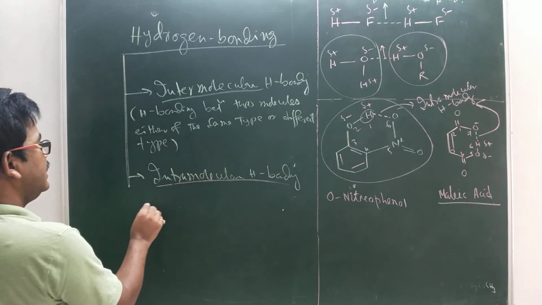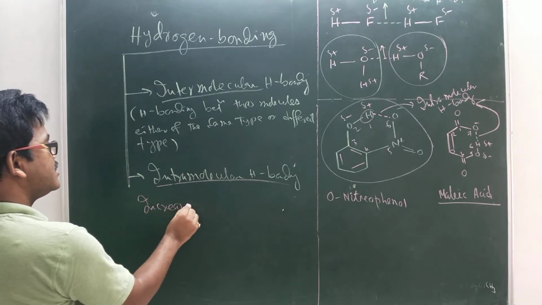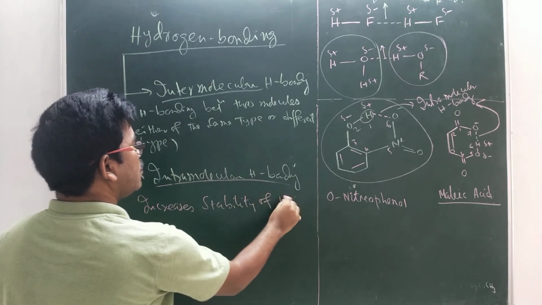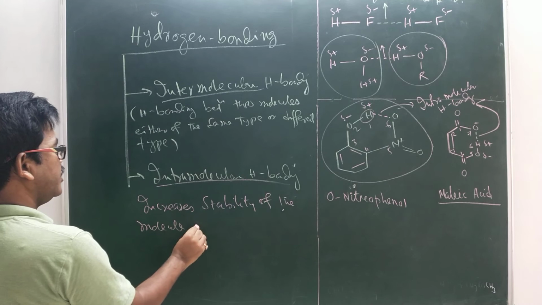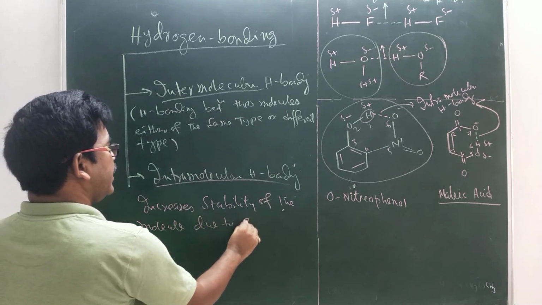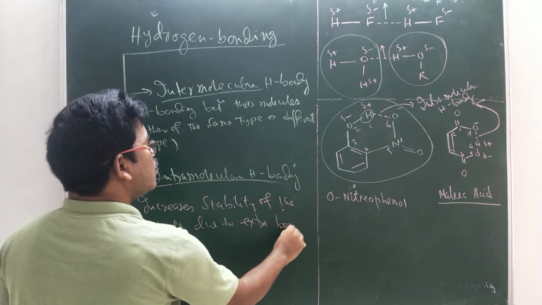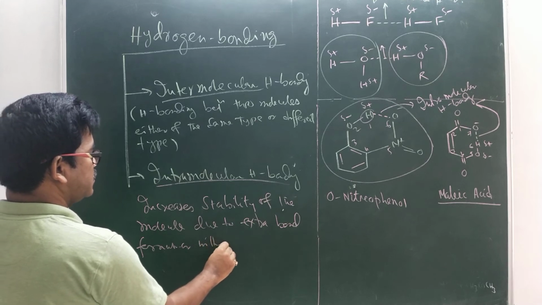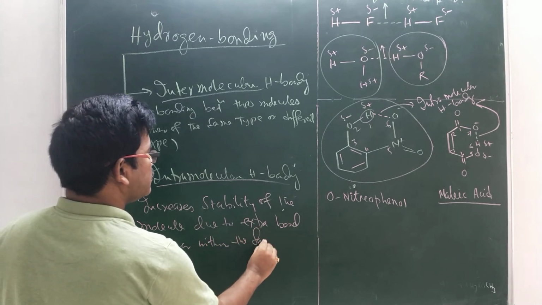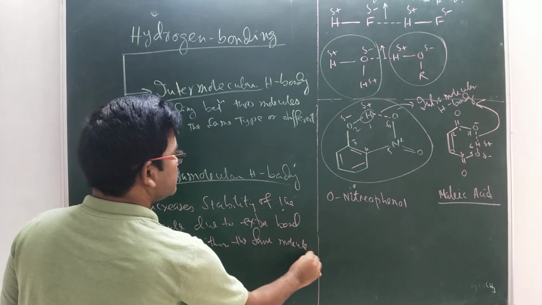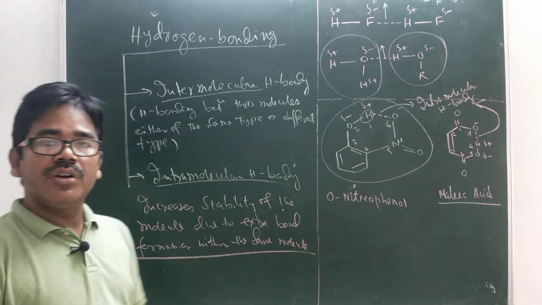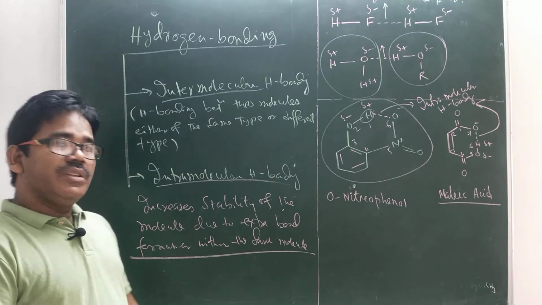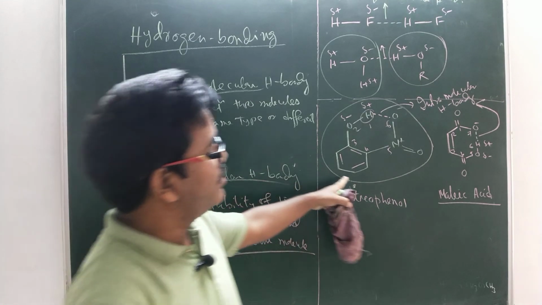Intramolecular hydrogen bonding increases the stability of the molecule due to extra bond formation within the same molecule. Clear? Intramolecular hydrogen bond increases stability of the molecule due to extra bond formation within the same molecule. Best examples are orthonitrophenol and malic acid.